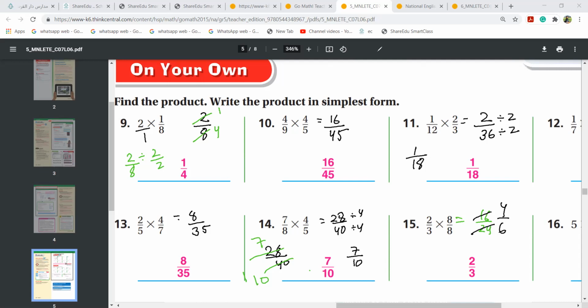Or simple, girls. If you don't understand this, even this way you don't understand, write down 16 and write down 24. And just divide by 8. You get 2 over 3. 16 divided by 8 is 2, 24 divided by 8 is 3. Finish?